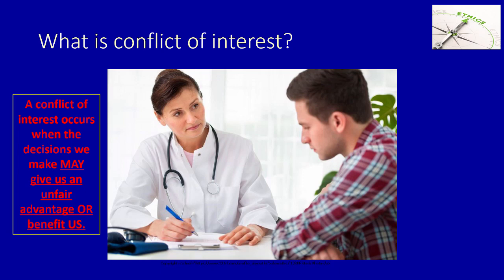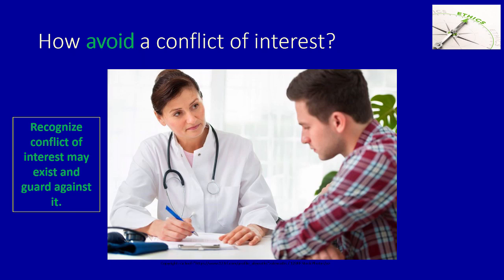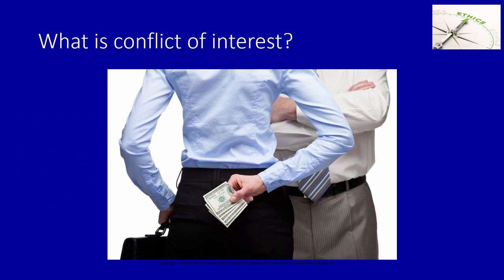A conflict of interest occurs when the decisions we make may give us an unfair advantage, benefit us in some way, shape, or form. How could a doctor avoid this conflict of interest? The doctor recognized that they might have a self-interest and to guard themselves against it. Let's do another example. Say we are a financial advisor and we can recommend 2 different mutual funds for our clients. One of the funds would pay us a management fee that is higher than the other mutual fund. We now have a conflict of interest because recommending the mutual fund paying the higher fees to us follows our self-interest and would give us an unfair advantage.